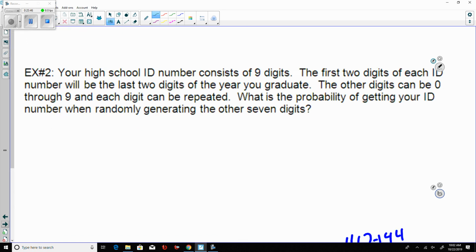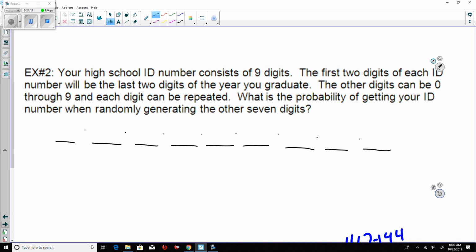A high school ID number consists of 9 digits. The first 2 digits of each ID number will be the last 2 digits of the year you graduate. The other digits can be 0 through 9. Each digit can be repeated. What is the probability of randomly generating your ID number, the other 7 digits? Okay, so we have 9 digits: 1, 2, 3, 4, 5, 6, 7, 8, 9. And these are just the fundamental principles. We're going to get into formulas.